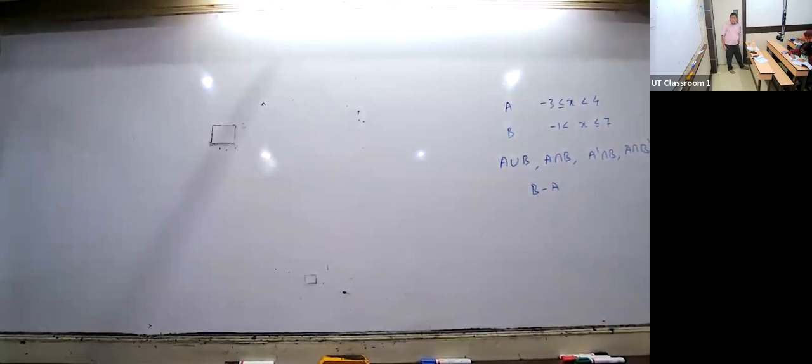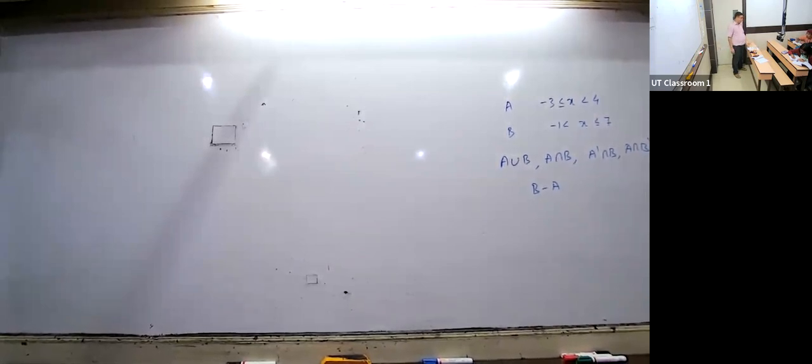A union B, A intersection B, A dash intersection B, A intersection B dash, B minus A.